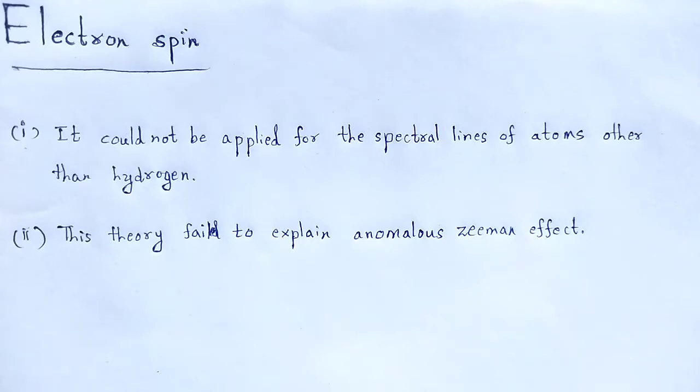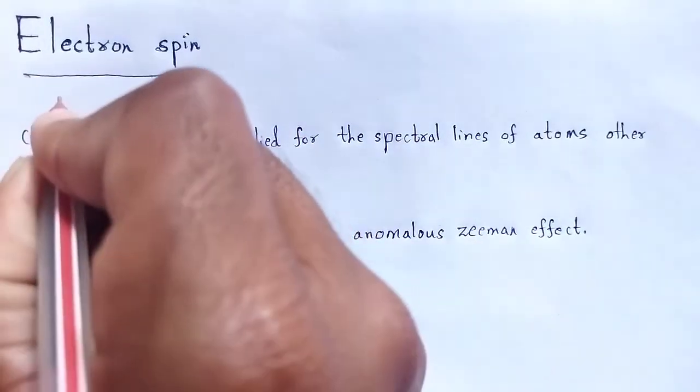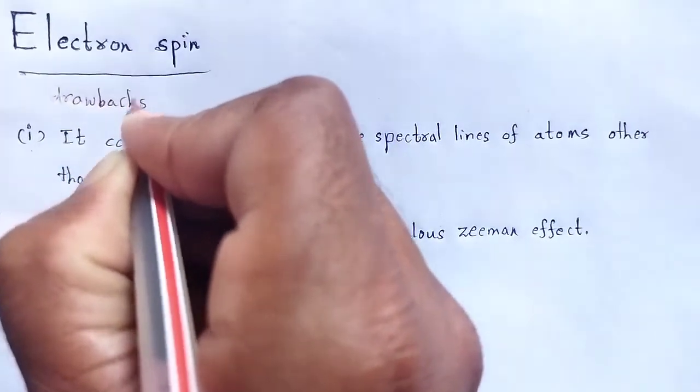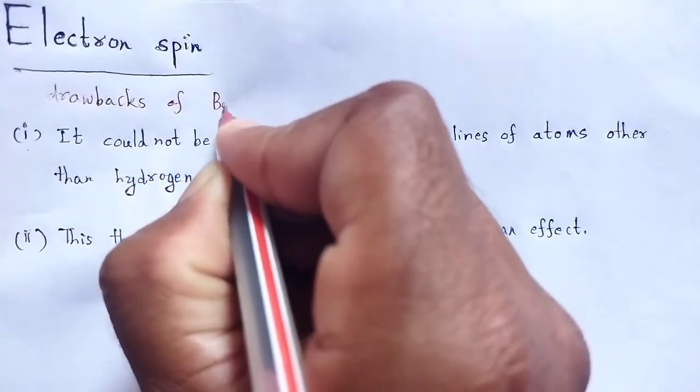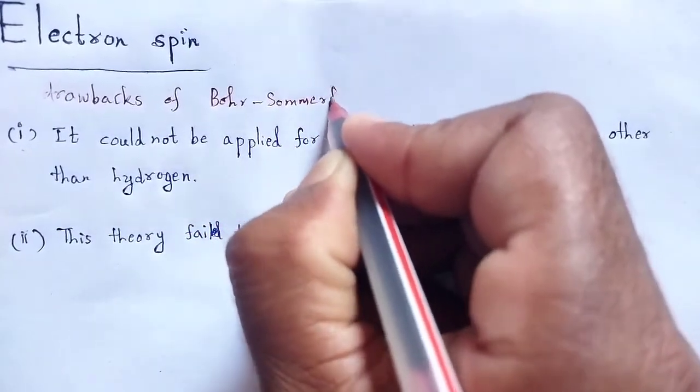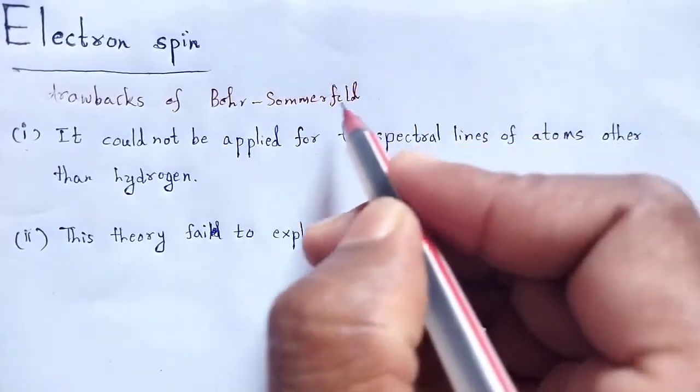The Bohr-Sommerfeld atomic model gives the fine structure of the hydrogen atom, but it has some drawbacks. What are the drawbacks of the Bohr-Sommerfeld atomic model?